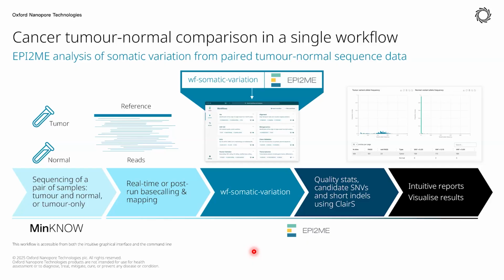And Severus also has a panel of normals mode. So if you do have a tumor-only sample, you can use that panel of normals as a stand-in and help you with calling your structural variants in your somatic sample.